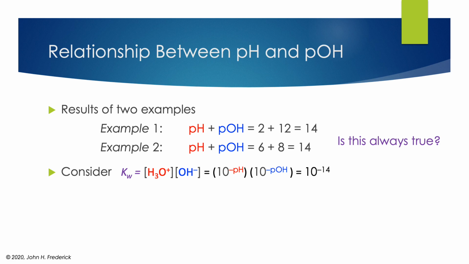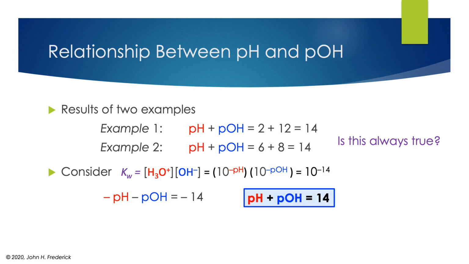So what is this telling us? Well, whenever we multiply two numbers where the same base is raised to an exponent, the product of those numbers is just the sum of the exponents. So in other words, negative pH minus pOH is equal to negative 14. I can multiply through by minus 1, and I find that pH plus pOH is equal to 14. And this is always true in aqueous solutions. So if you can remember this simple relationship between the two, it makes it very easy to convert between pH and pOH and gives you an idea of how to handle the strength of acids and the strength of bases at the same time.